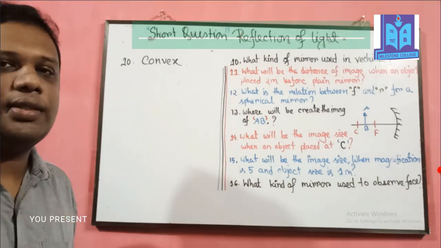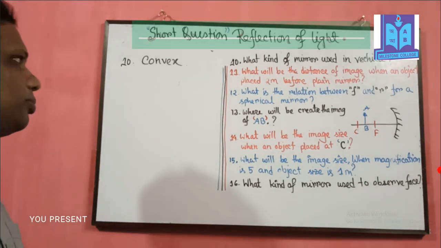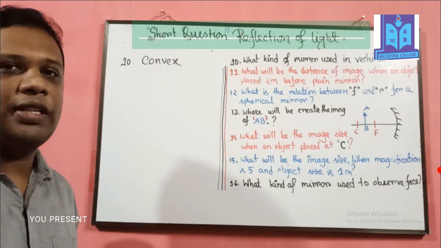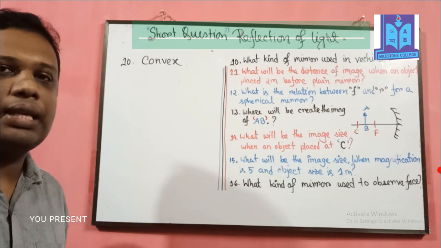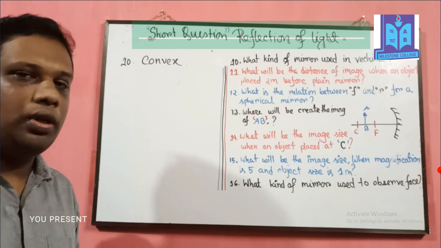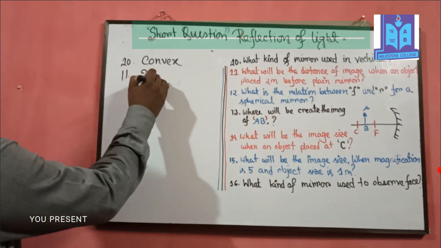So my dear students, now question number 11, which is what will be the distance of image when an object placed 2 meters before the plane mirror. We all know from previous discussion, the object distance and the image distance is always equal for a plane mirror. So here the answer will be same, 2 meters.